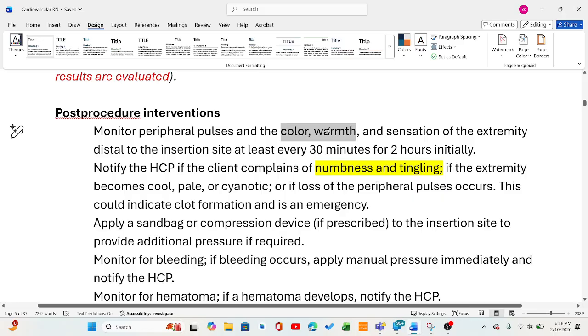You should also be looking for the color, warmth, and also sensations. So if the person comes back and starts complaining of numbness and tingling, it's a sign that this person is having a problem with circulation, and you need to inform the provider right away. Again, if you notice that the side below the insertion site is becoming pale, it's a sign that we're not getting enough oxygen, or when it is cold, it's a sign that this person is not getting enough blood to that area. So please take note of that.